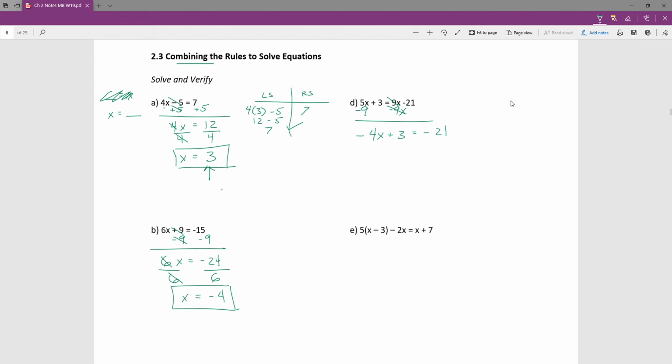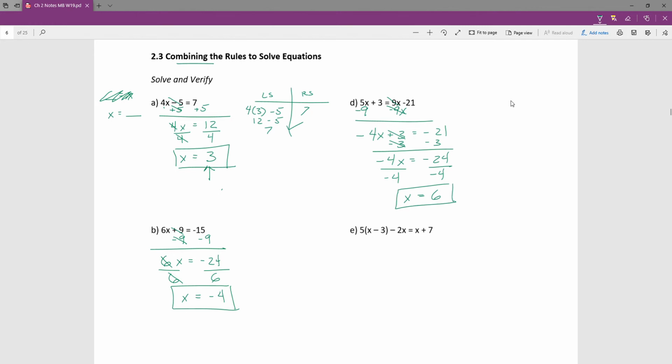Next thing I'm going to do is pick on these whole numbers. So I don't want the 3 over here on the side where I like just x's. I'm going to subtract 3 from both sides. So I get negative 4x equaling negative 24. Then I divide by that coefficient, in this case, negative 4. So I get my final solution of x equaling a positive 6.